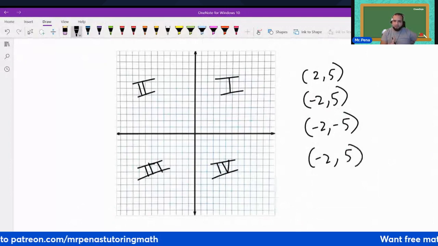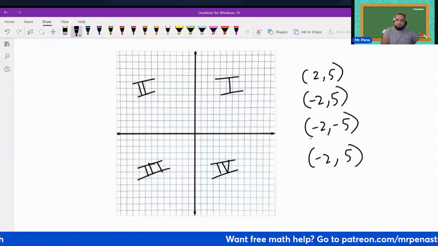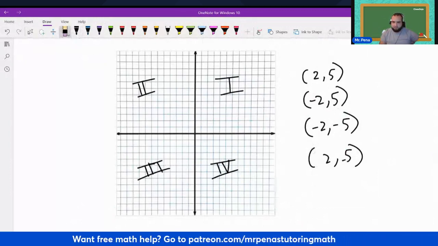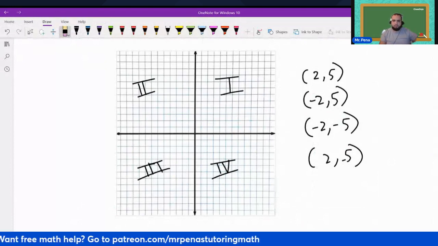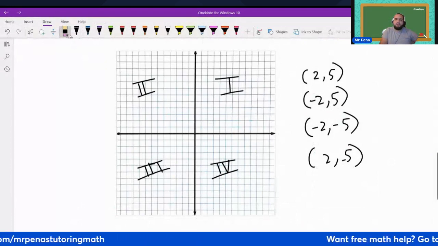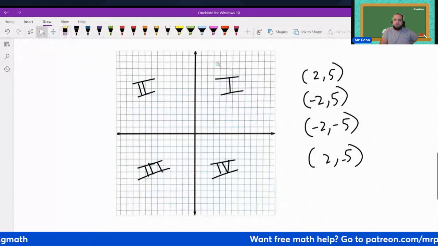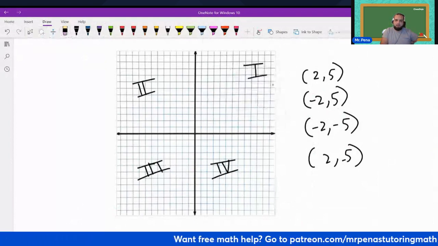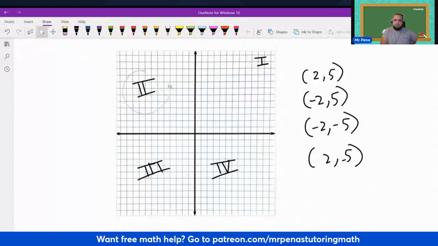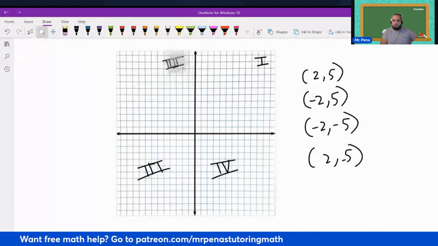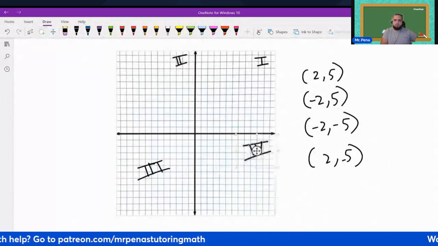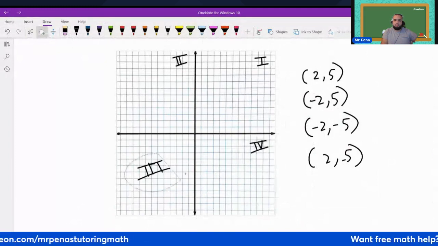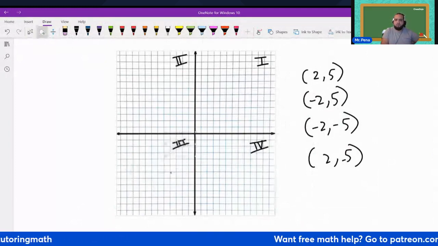You see what I did there? It was on purpose, because I want to make a point. Positive 2, negative 5. So let's leave the names of these quadrants very small on the top right. I don't want this to get in the way of anything. I don't want you to get confused with that.